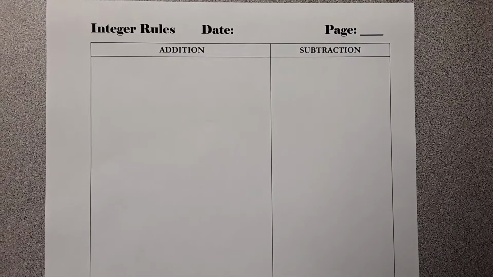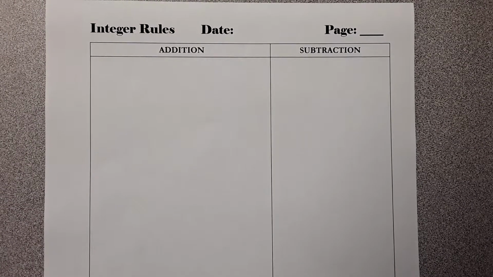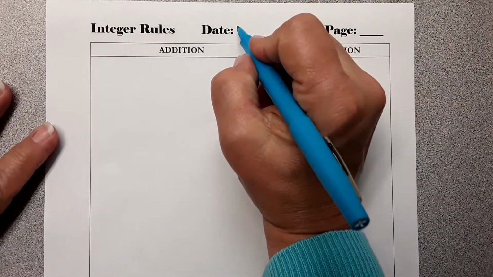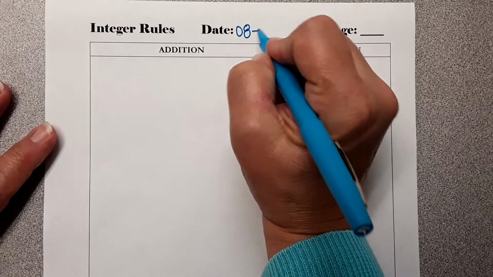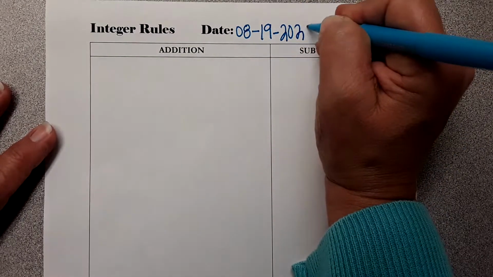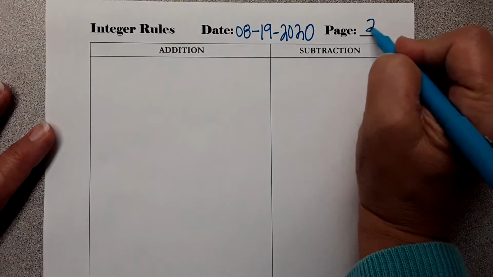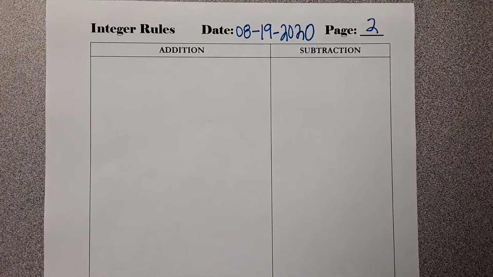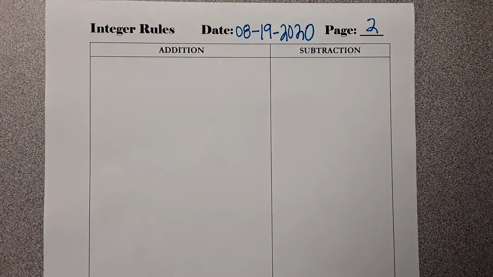Guys, welcome to Integer Rules Notes today. So today is the 19th, so we're going to put 8/19/2020 at the top of our paper. And this is going to be page 2. So if you're hybrid B, we will get to page 1 for you.